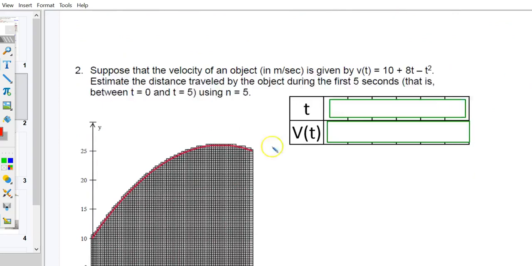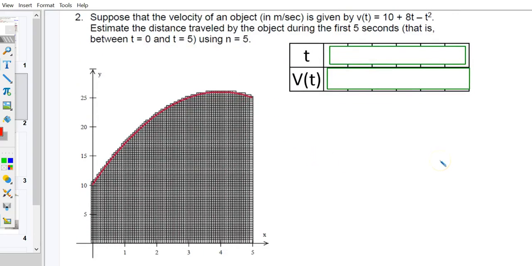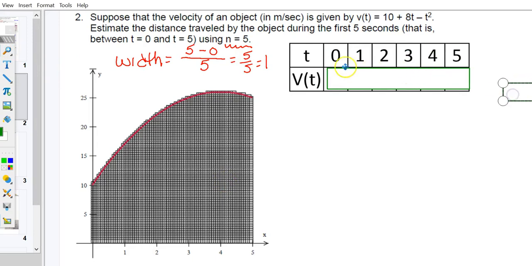All right, so here's another one. Suppose the velocity of an object in meters per second is given by the velocity function v(t) = t + 8t - t squared. Estimate the distance traveled during the first 5 seconds, between 0 and 5, using n is 5. So let's find the width. So the end point is 5, the beginning point was 0, and we're dividing into 5 equal sections. So that's 1.